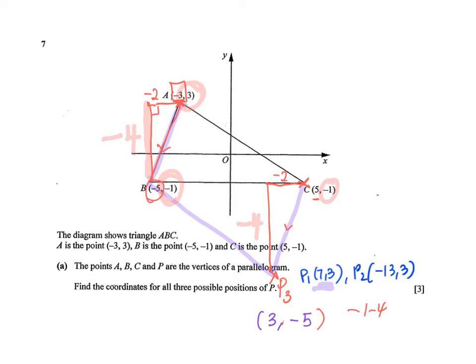I repeat again, if I want this parallel side's point P here, I need to look at the coordinates, how many units did I shift in the x-axis direction. From -3 to -5, I subtract by 2. And then in the y direction, from 3 to -1, I move down 4 units, so I subtract 4 units. So that's how I got my answer. Have you gotten the concept? If that's the case, then we shall move on to the next part of this question.